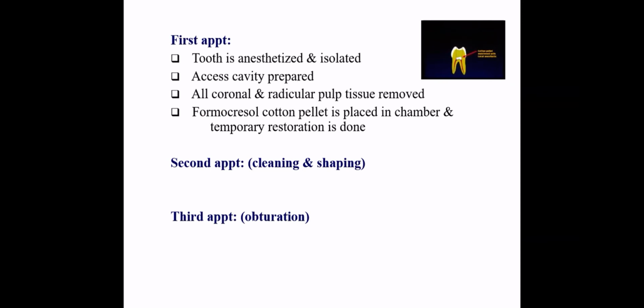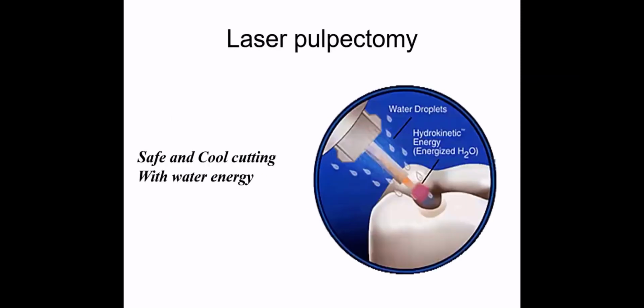Again, you do a cleaning and shaping, then see what the status of infection is. Then in the third appointment, you can obturate the tooth. So the procedure is the same. The only thing is, instead of doing all the things together, in your first appointment you are doing till the access opening and the extirpation of the radicular pulp tissue. Second appointment you are doing a cleaning and shaping, and third appointment you are going to do an obturation.